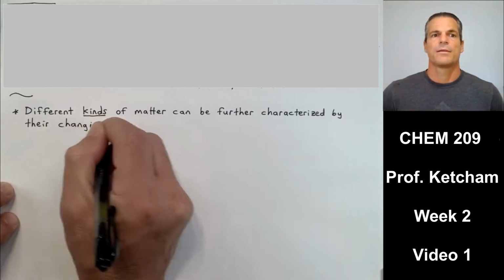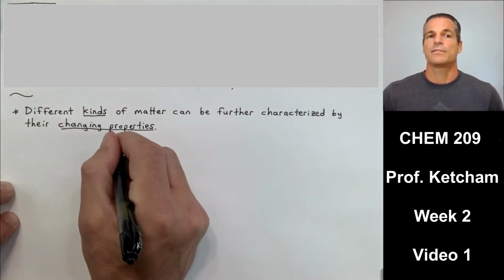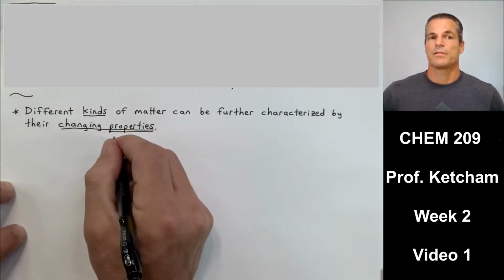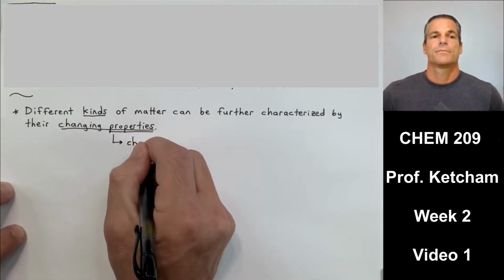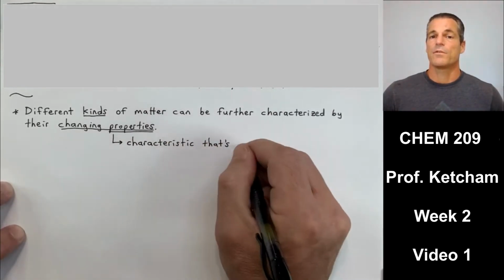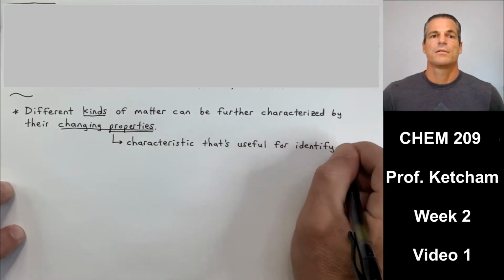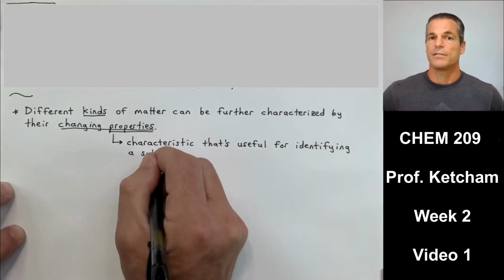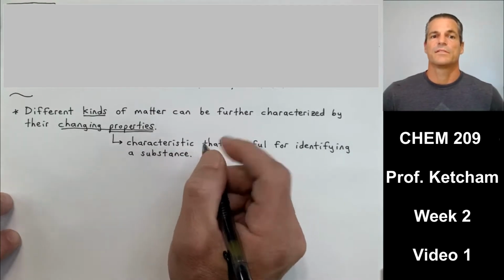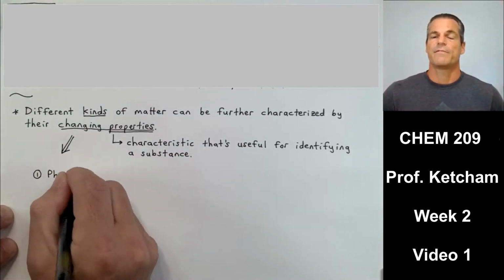Much everything, right? Different kinds of matter can be further characterized by their changing properties. So there's a little star there and it says different kinds of matter can be further characterized by their changing properties. Properties, or a property of a substance, is a characteristic that's useful for identifying a substance.